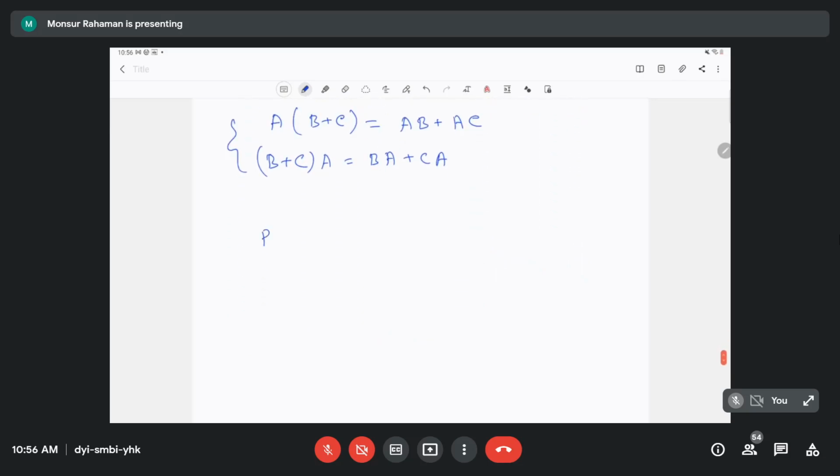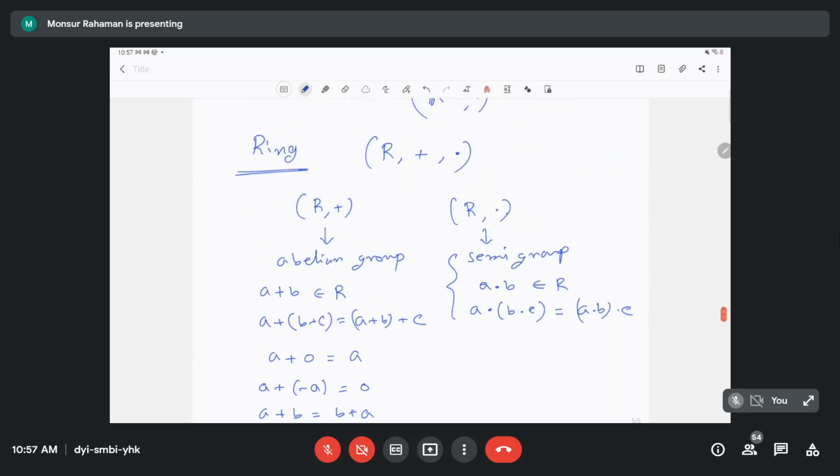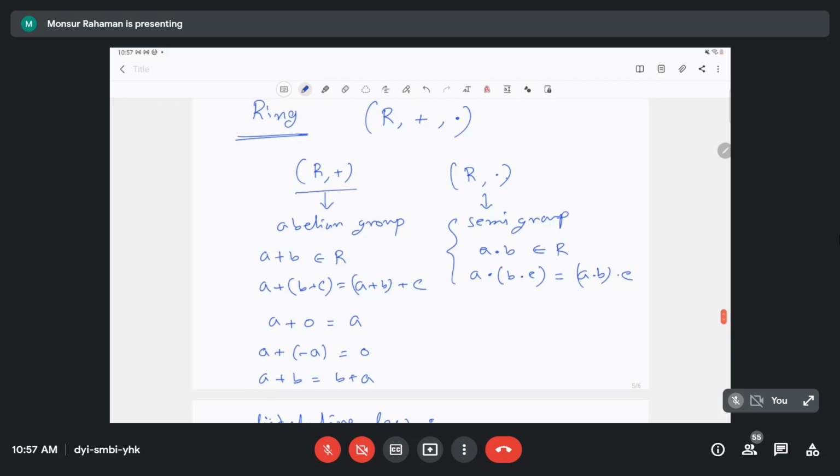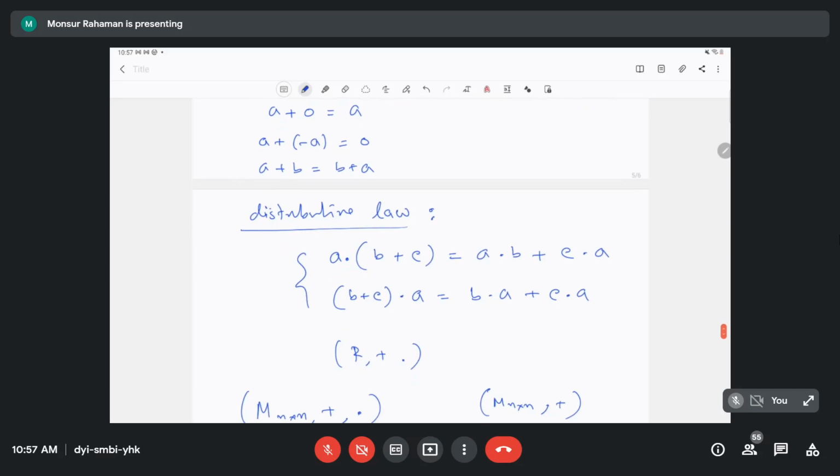If you take the integers with plus and dot, it is a ring because Z plus is an abelian group, Z dot is a semigroup, and this will also satisfy A(B plus C) equals AB plus AC. Okay, simple. It has to be an abelian group, it has to be a semigroup, and there is a mixing property of the two operations. This has to be satisfied.